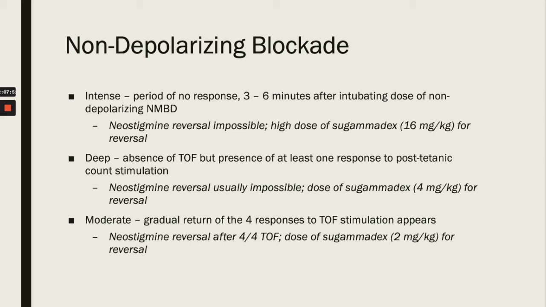Moderate, so at this point you can see a Train of Four, and there's gradual return of the four responses to the Train of Four stimulation. Neostigmine reversal is possible after you have 4 of 4 on the Train of Four. So not one, two, or three of four, but after you have all four of your twitches. And you can give a dose of sugammadex of 2 milligrams per kilo for reversal.